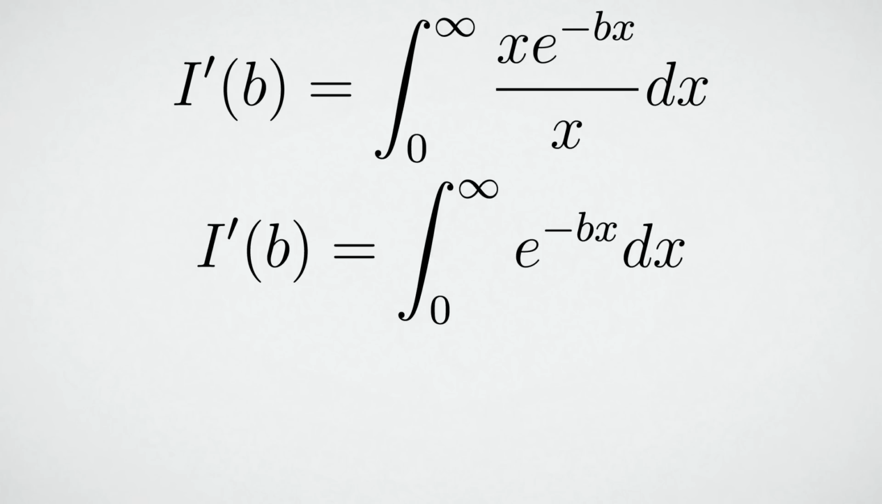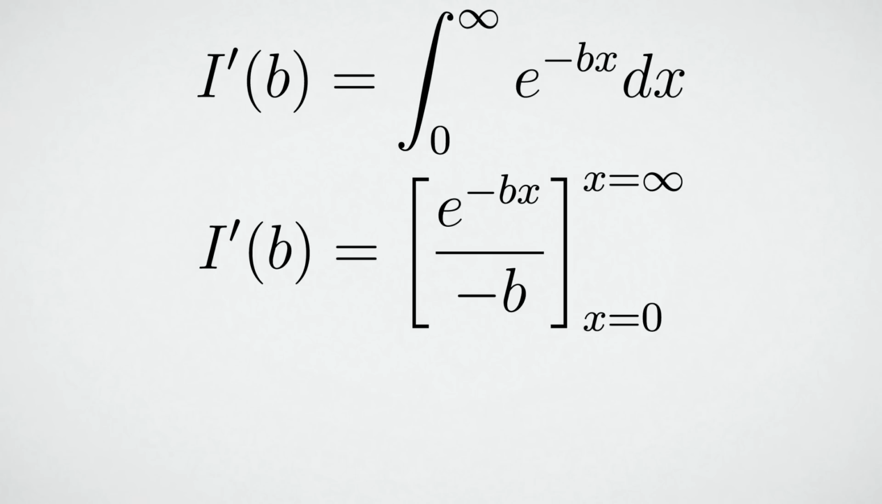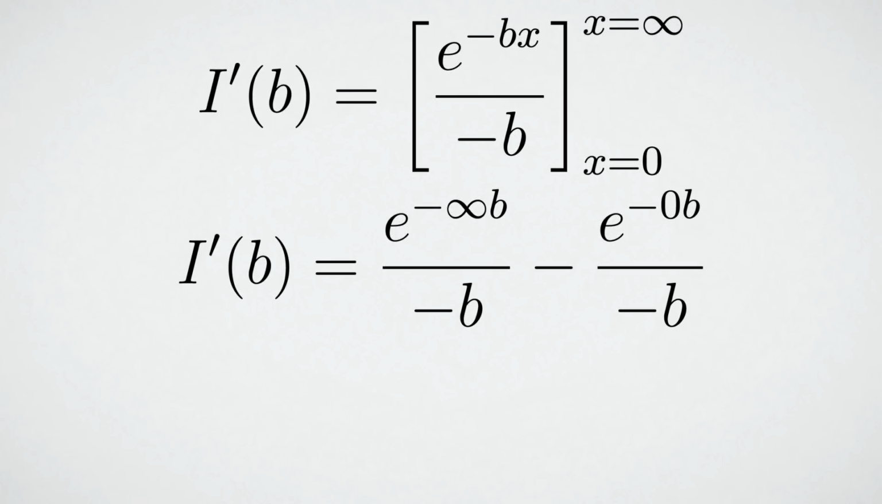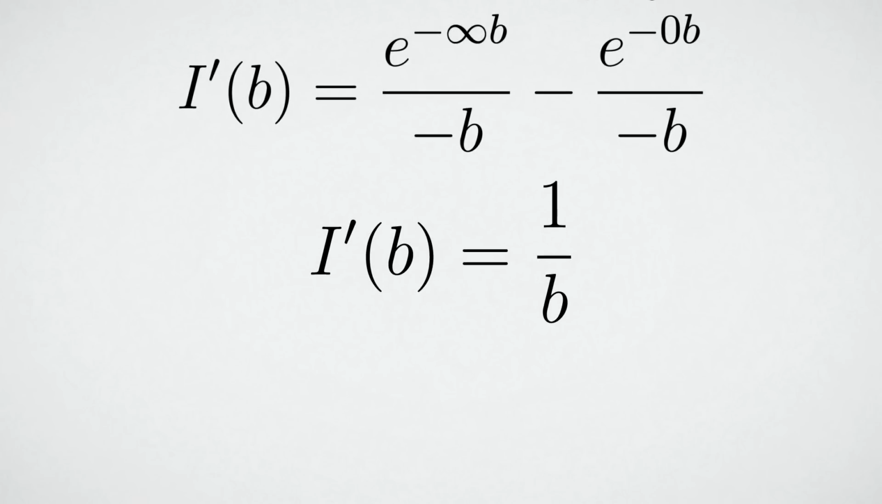And now, confusingly enough, b is a constant again and x is the variable. We know that the antiderivative of this is e to the negative bx over negative b from x equals 0 to x equals infinity. Plug in those values and we find that e to the negative infinity b over minus b goes to 0. E to the negative 0b is 1, so finally we have I prime of b is equal to 1 over b. Much simpler than it was before.